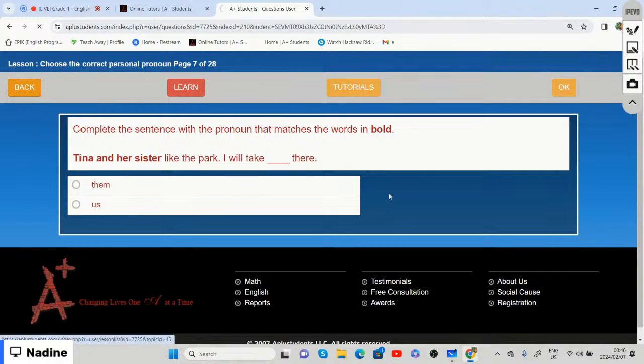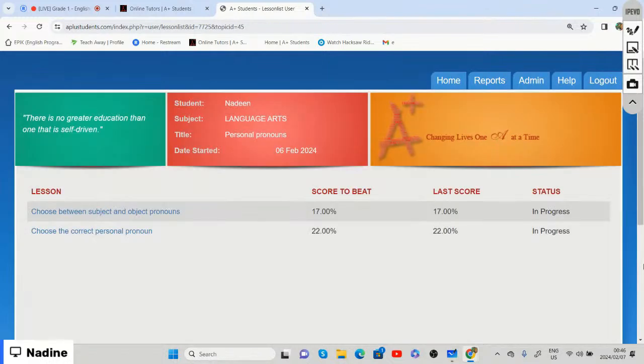All right, so that is the end of our lesson on personal pronouns. Pronouns take the place of the noun or nouns. And then we have a subject pronoun as well as an object pronoun. The subject pronouns, right, we usually find at the beginning of the sentence. And the object pronoun comes after an action verb.